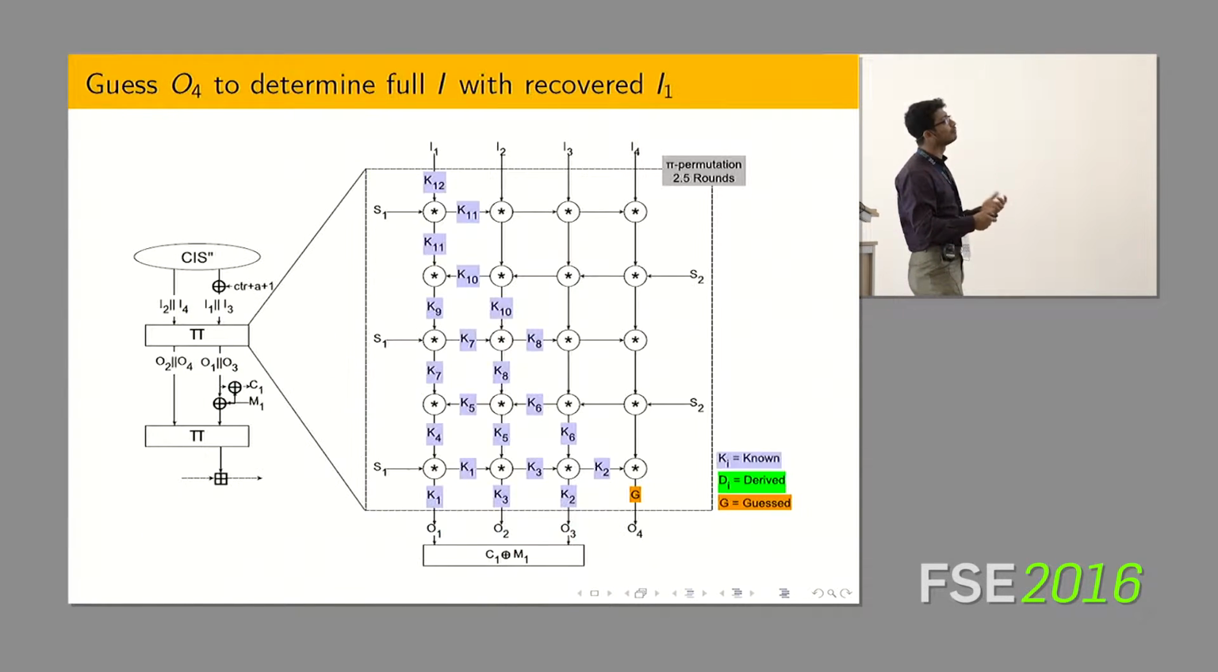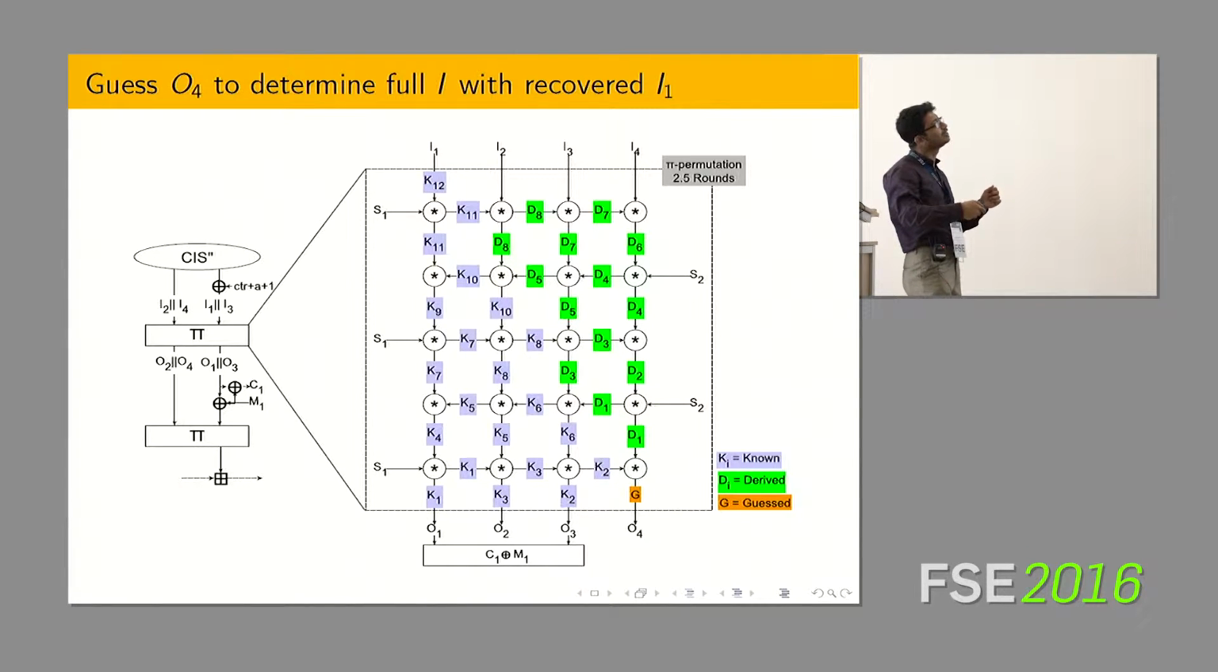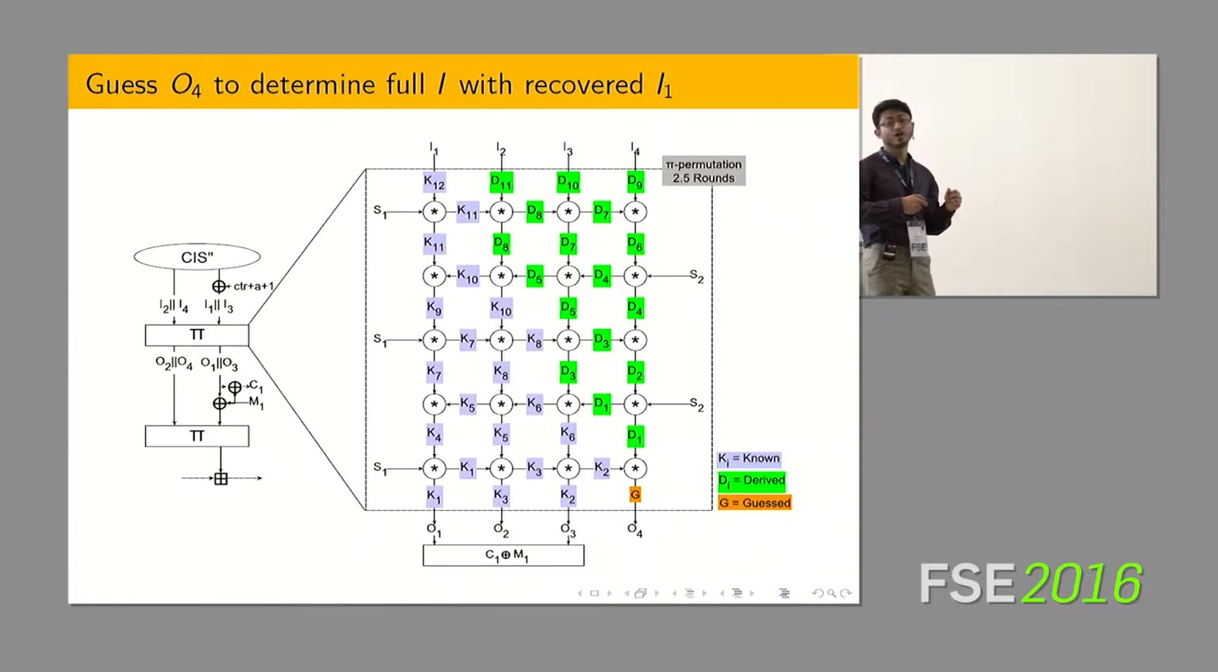It's very similar to the first phase, but in this particular case, we already know this part because we have recovered I1. Using I1, we again recover O2, so maybe we have a few values of O2 here. So this part is known. Now we guess the fourth chunk, that is O4. Once we guess this, it's very similar. We go on deriving, and finally we have candidates for the entire input chunk. So we make 2 to the power 4 omega guesses as before for O4.